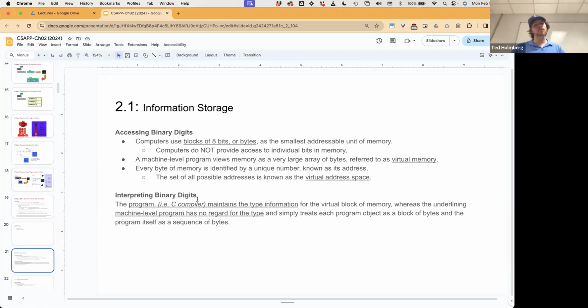We already talked about how we interpret our binary digits. So say, for instance, our C compiler maintains the type information. That's that context we're talking about. A lot of times it's also why an extension is applied to your files for the virtual block. So when we're running our code, it understands the context in which it should be, especially as an application goes ahead and extracts from our virtual block of memory, where the underlying machine level program has no regard of that, right? So our system is the thing that provides context. The processor itself sees everything as just binary sequences. So it's our system that gives meaning to the data that exist inside the hardware itself.